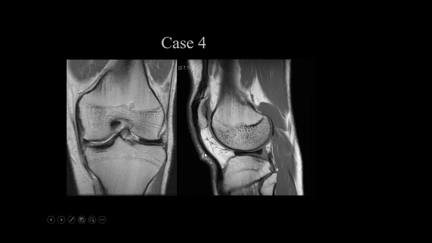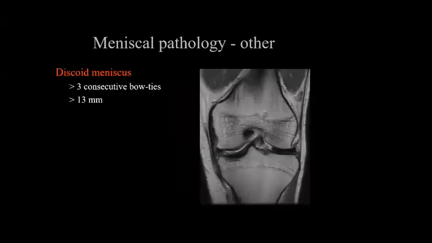The only correction I would like to make is that this is not a T1 sequence. This is a coronal proton density sequence because we can see the joint fluid here. So that's the only correction, but very, very good. It's a discoid lateral meniscus with no evidence of degeneration or tearing.